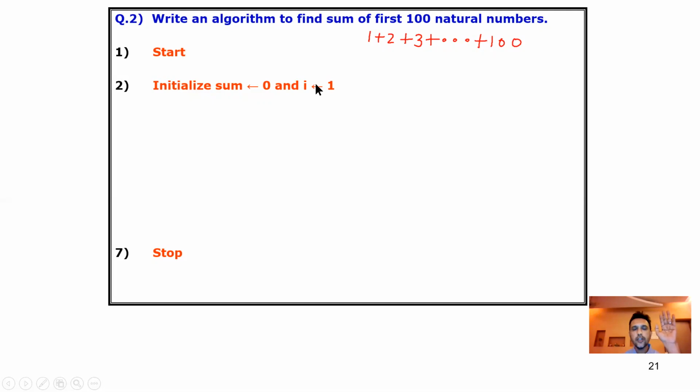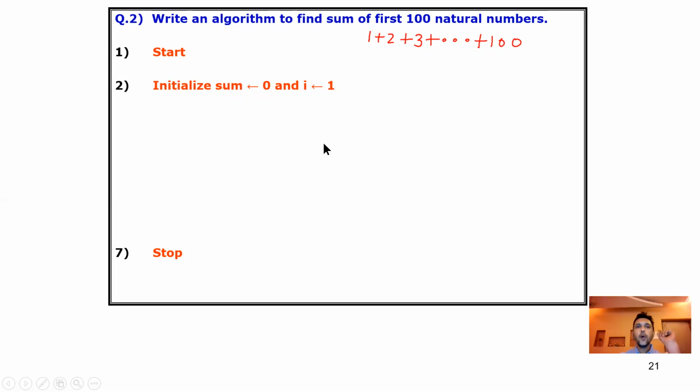If your college teacher uses equal to, then you also write equal to over here. So basically, we have created 2 variables, sum and I. And currently sum is initialized to 0 and I is initialized to 1.